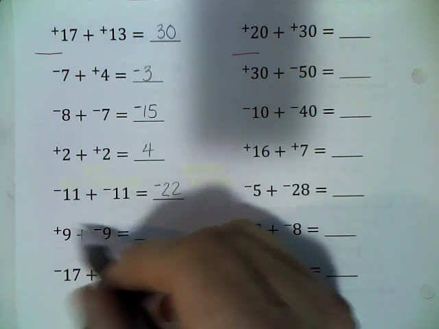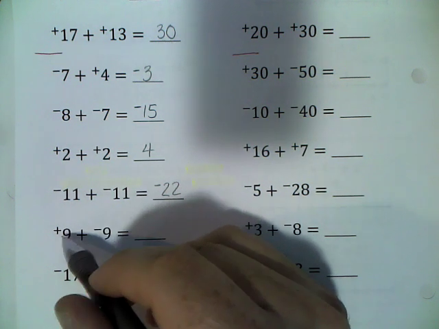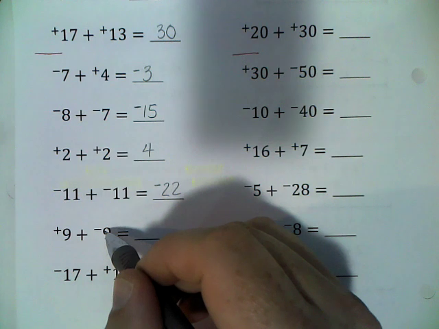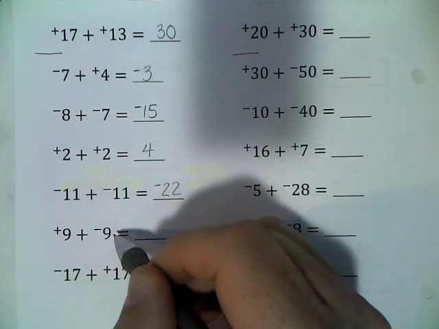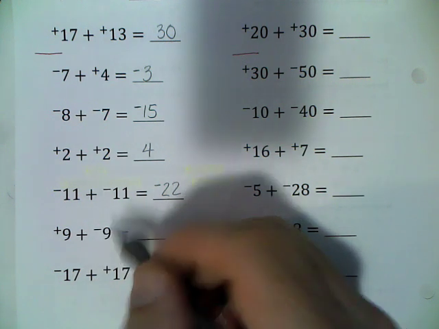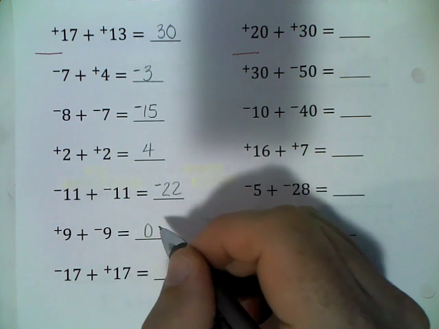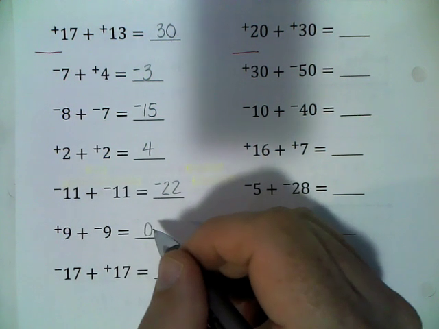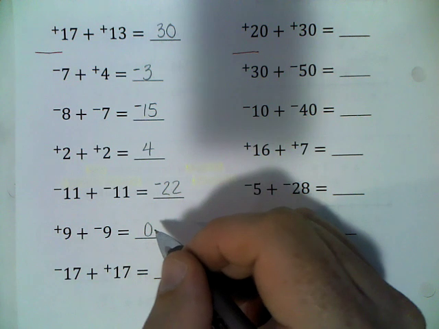For this next one, we have different signs. So a positive 9 and a negative 9, which means we're going to subtract. So 9 minus 9 is 0. But is that positive 0 or negative 0? Well, the answer is neither. 0 is neither positive nor negative.